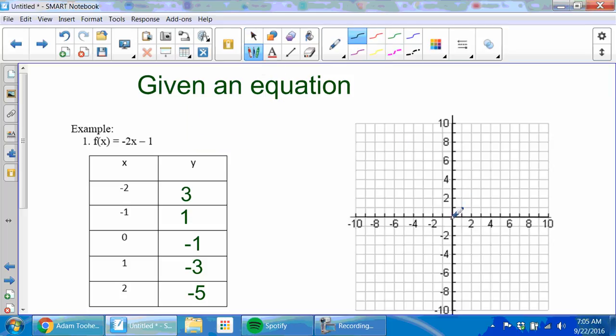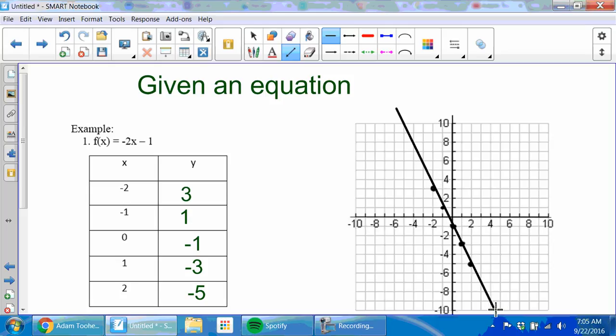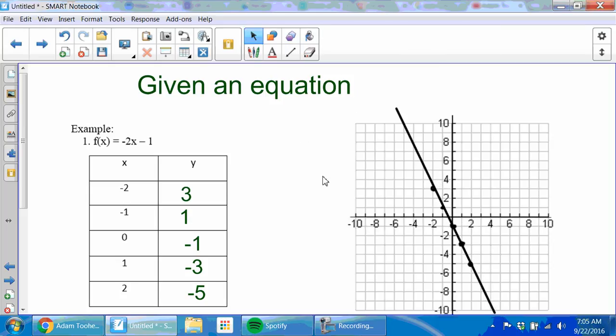So I go to negative 2 comma 3, negative 1 comma 1, 0 comma negative 1, 1 comma negative 3, 2 comma negative 5. Connect my dots, make a nice big line. And that's how you would work a function given an equation.